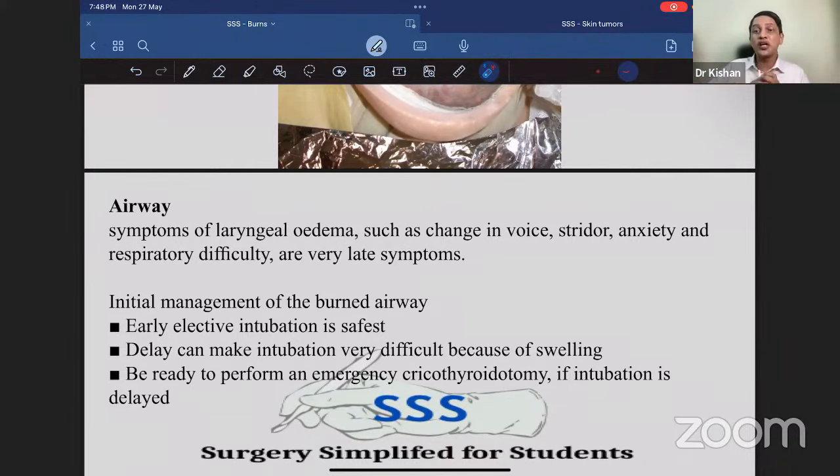And of course, the history of sustaining burn injury in a closed space with gases or fumes. All these are suggestive of inhalation injury. In that, you have to suspect airway injury, anticipate laryngeal edema, and be well prepared to intubate. Hydrocortisone and all those things will not help. Only elective, early intubation is the key.